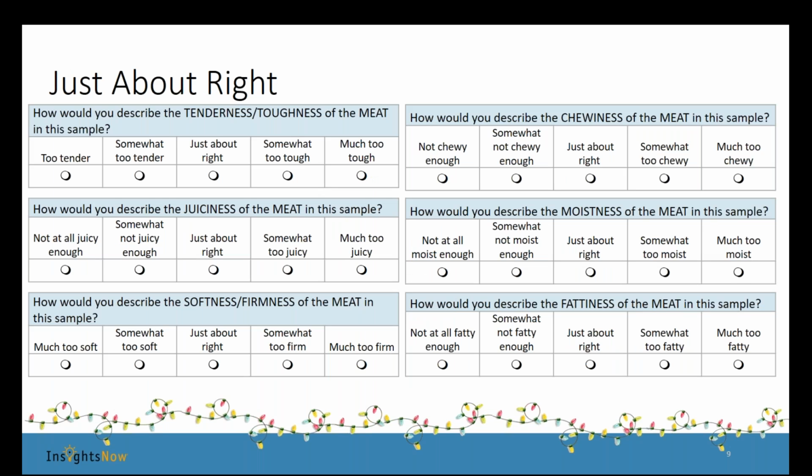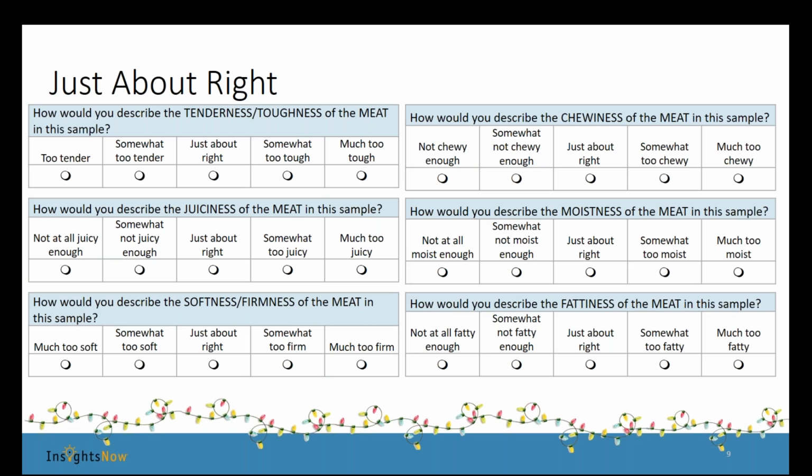Now let's compare to just about right and intensity questions, other ways that we could get at that same type of information that I showed on the previous slide. Oftentimes in product testing, we ask about a specific attribute. In this way, using just about right in the middle and anchors on each side with too tender or much too tough: much too tender, somewhat too tender, just about right, somewhat too tough, and much too tough. You could have other just about rights that go from not at all juicy enough to much too juicy with just about right in the middle.